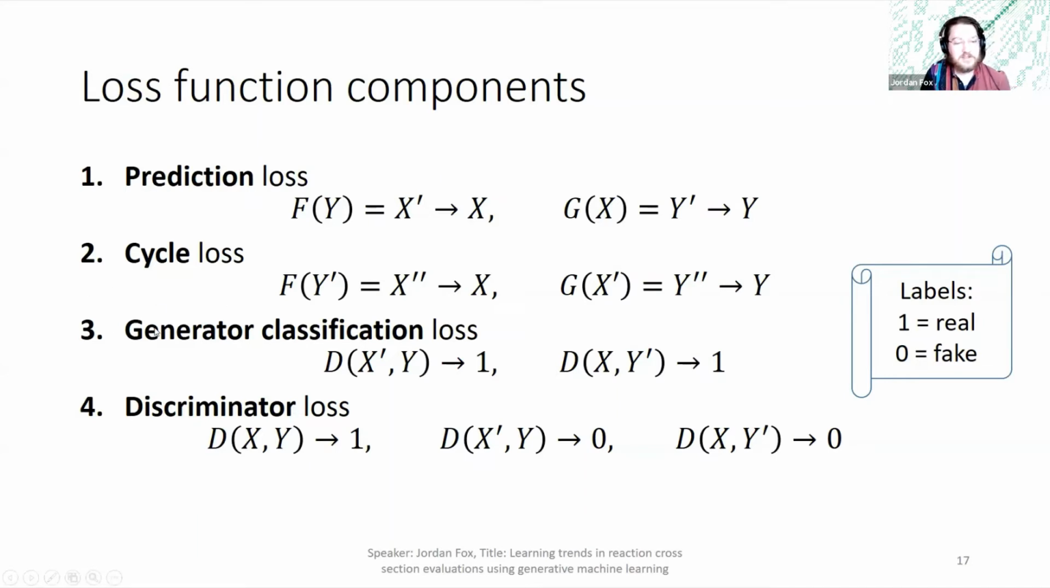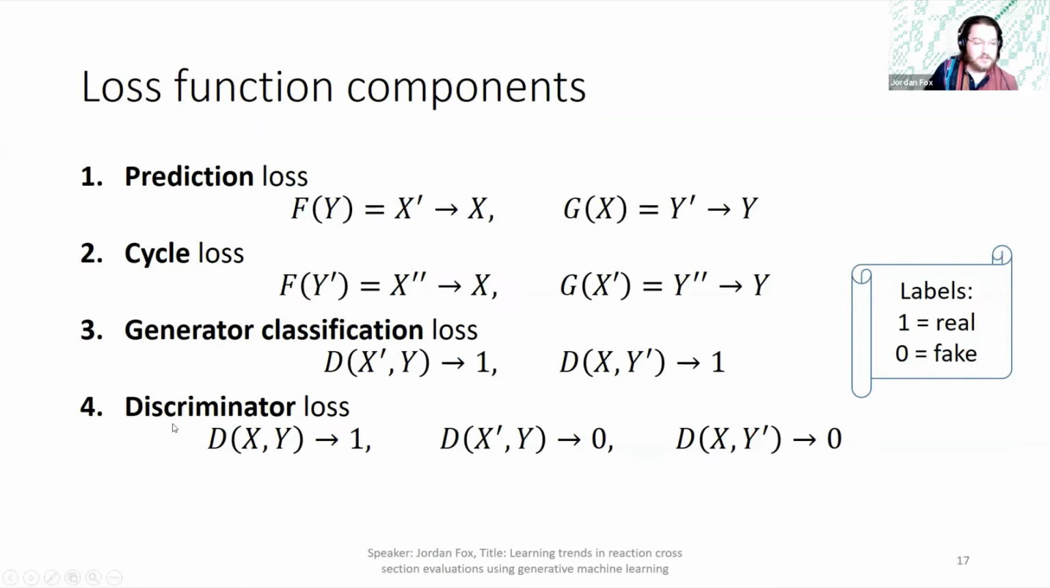Number 3 is a generator classification loss, because I couldn't think of a better name for this, but basically this is the generator's capability to fool the discriminator. That is, if the discriminator takes an XY pair that contains a prediction in it, so in the case of X prime Y, if the discriminator assigns that a label 1, meaning real, then that's good for the generator. That means that the generator has fooled it. And likewise, the other permutation, if we have X and Y prime, that also would be assigned the label real. Then the generator has fooled the discriminator.